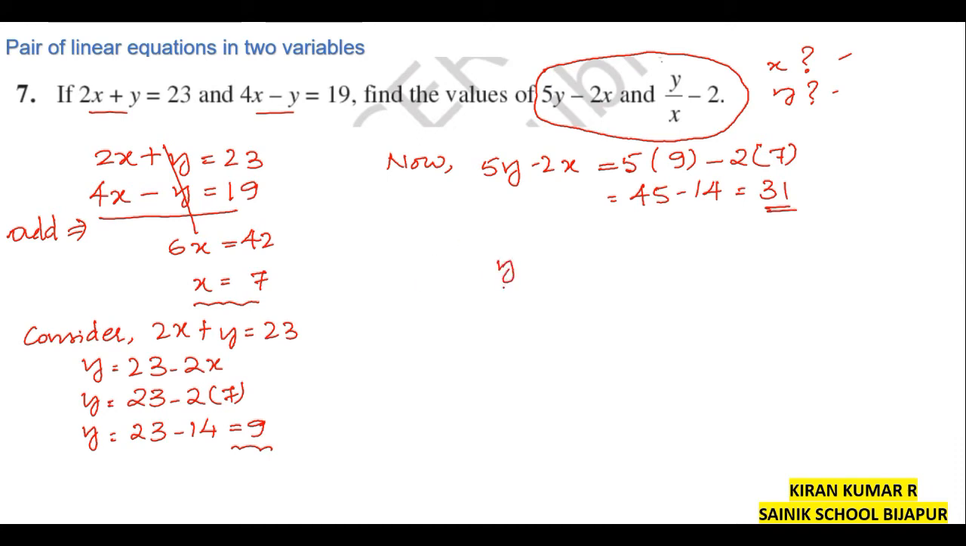One more is given as y by x minus 2. This becomes 9 upon 7 minus 2. So 9 minus 14 by 7, by taking LCM, you will be getting the result as minus 5 by 7.